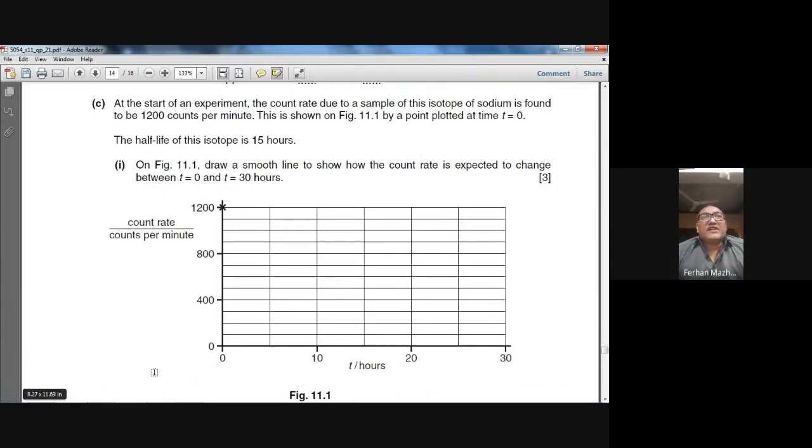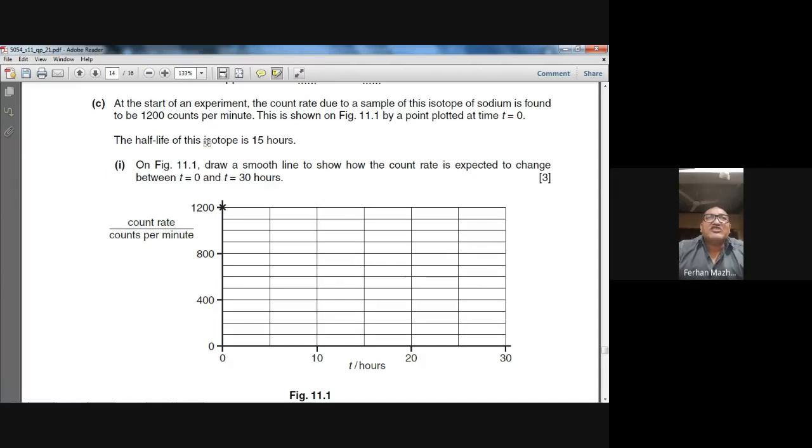At the start of an experiment, the count rate due to a sample of this isotope of sodium is found to be 1200 counts per minute. This is shown in figure 11.1 by a point plotted at the time t equal to 0. The half-life of this isotope is 15 hours. On figure 11.1, draw a smooth line to show how the count rate is expected to change between t equals 0 and t equals 30 hours.